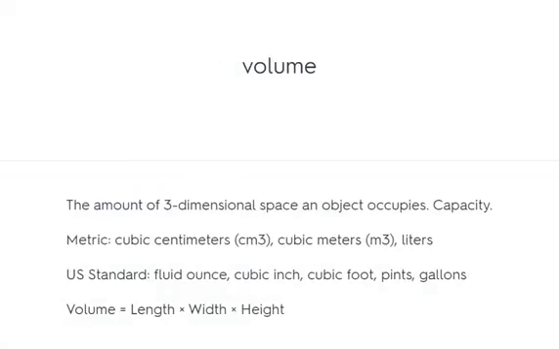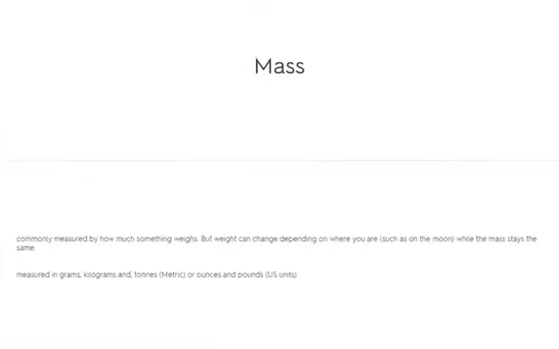Volume: the amount of three-dimensional space an object occupies. Capacity. Metric: cubic centimeters, cubic meters, liters. US standard: fluid ounce, cubic inch, cubic foot, pints, gallons. Volume equals length x width x height. Mass: commonly measured by how much something weighs, but weight can change depending on where you are, while the mass stays the same, measured in grams, kilograms and tons, or ounces and pounds.